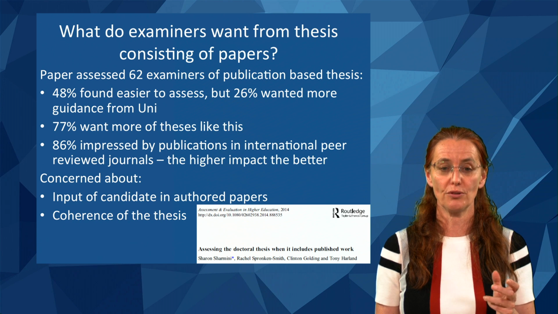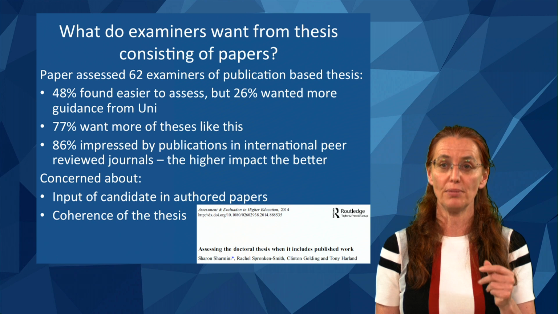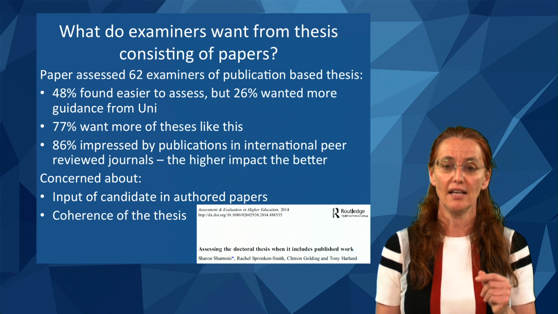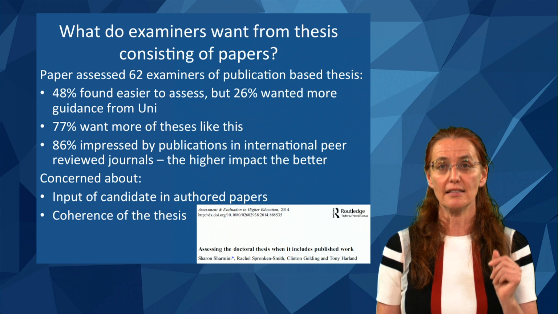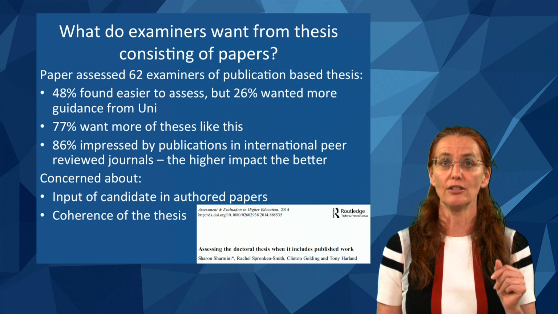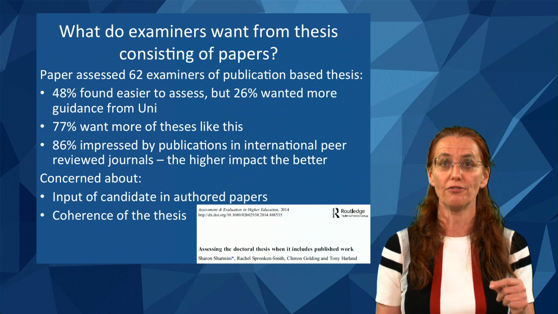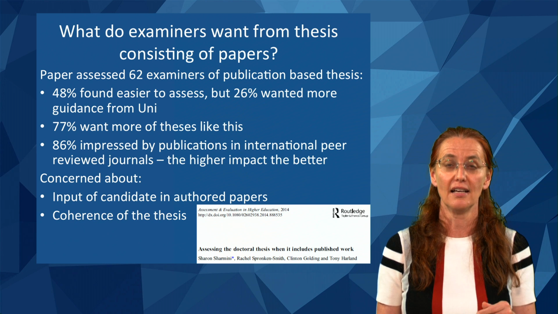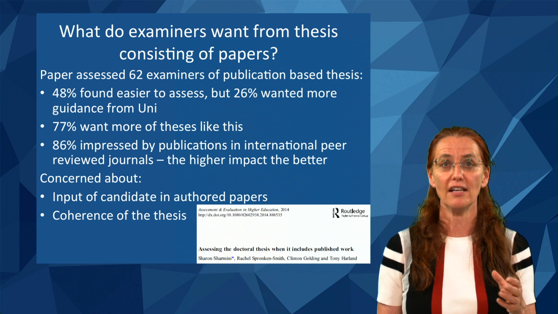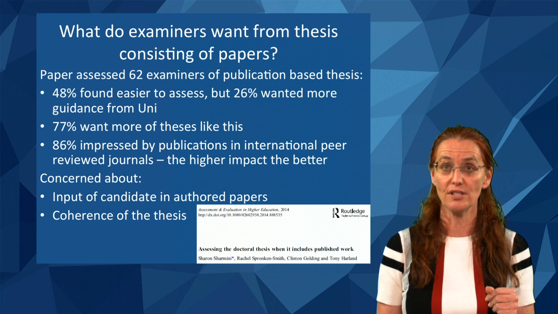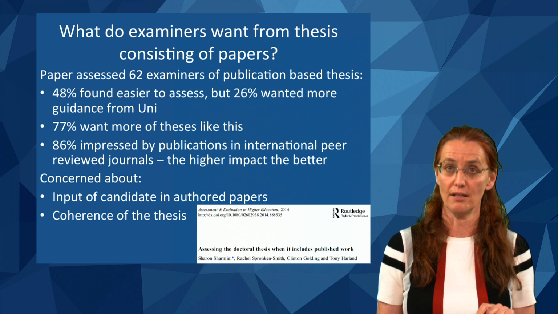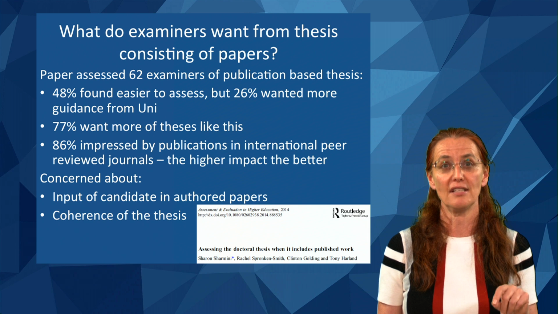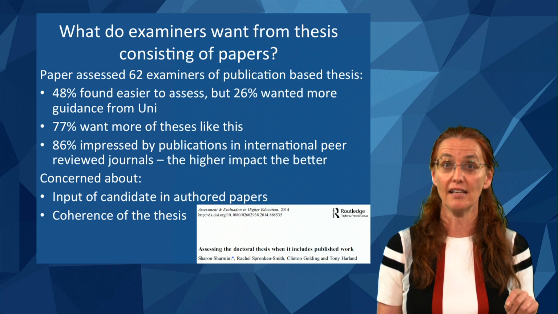Now, as we've talked about, this is about doing a PhD as published and unpublished papers. And this is becoming more common in Australia and also in New Zealand. And this is a really nice study from New Zealand that was looking at what do examiners want from a thesis consisting of papers. And they assessed 62 examiners of publication-based theses, and they found that 48% found it easy to assess, but 26% wanted more guidance from the university about the requirements. 77% want more theses like this, so they really like it.